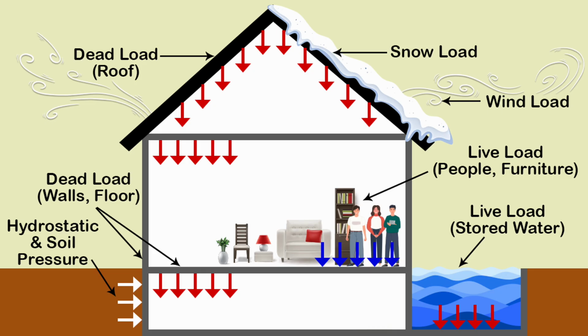So this is the figure that shows the types of load that are acting on the building. You can see here the dead load is actually the roof and then the walls, the floor. It is considered as a dead load, beban mati. And the snow load, wind loads is actually environmental loads. And then the live loads are people, furniture, and also the stored water. So this is the example, the types of loads that are acting on the building.